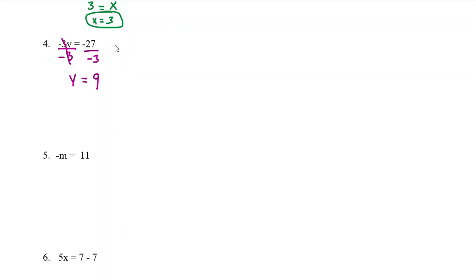Now let's not get ahead of ourselves. Let's check and see if this is true. Negative 3 times y, we think y is 9, equals negative 27. Well, negative 3 times 9, we can do that. 3 times 9 is 27, but there's only one negative, so it's negative 27. And it's true. I don't have to write every little bit of it out, but it always is a good idea to check my answers.